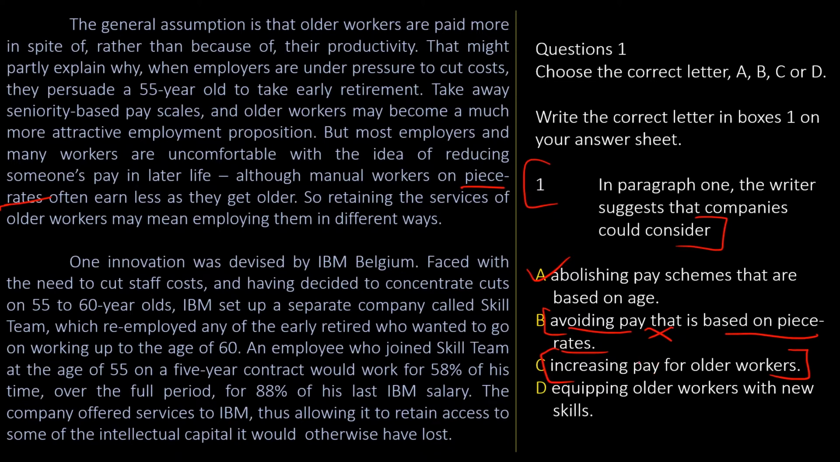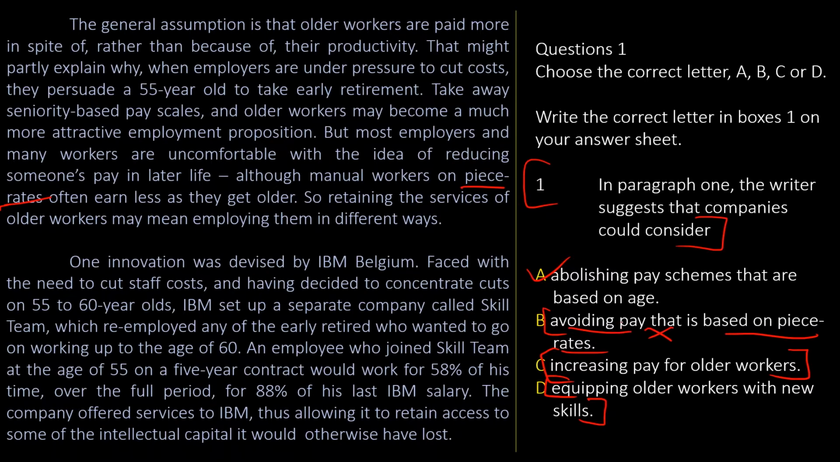Sometimes. Equipping older workers with new skills. We are not equipping them. We are not providing them new skills. We are looking at them in a different way. That means we are employing them. We are looking at them in a different way because we don't want the seniority to work. We just want performance-based work. We are trying to remove that part of pay based on age. You see how elimination can help you find the real answer.